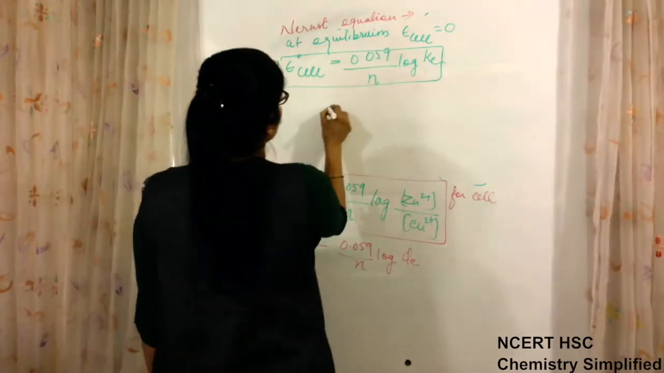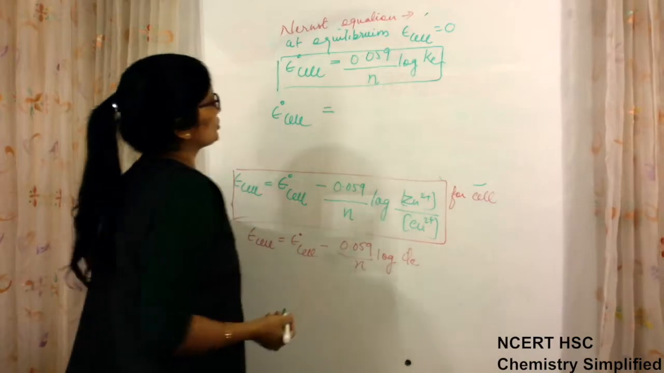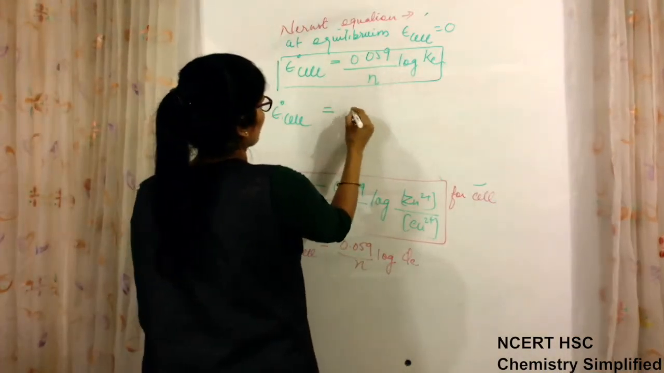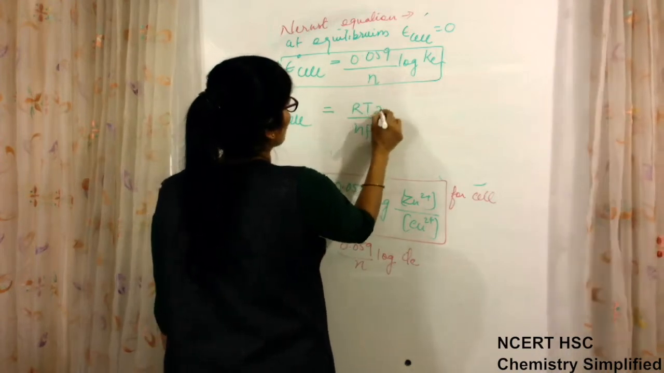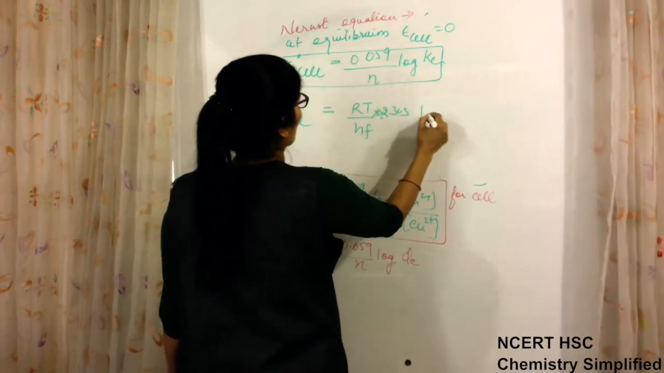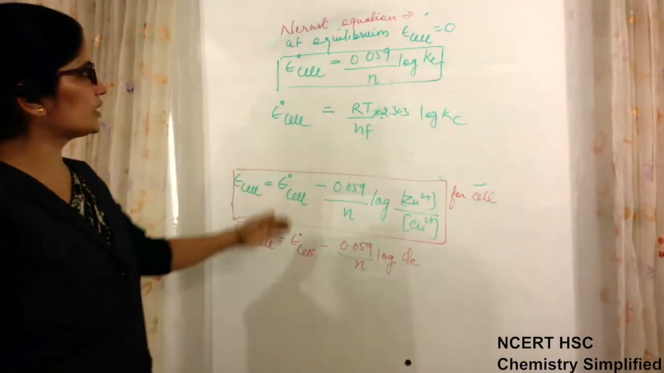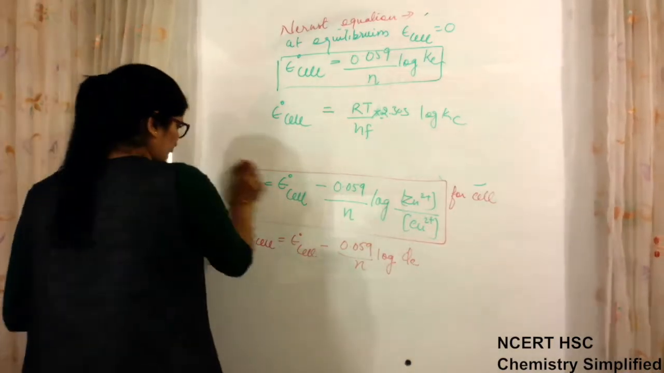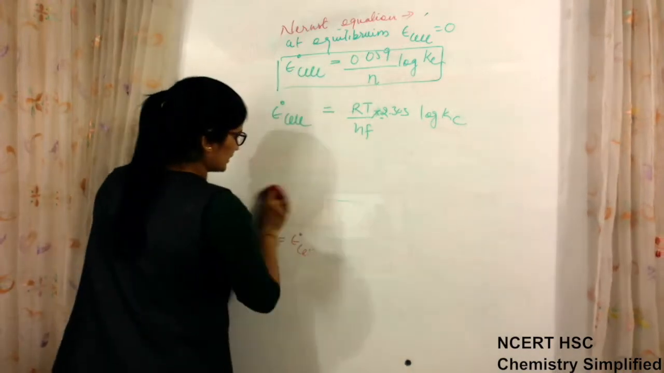Or we can also write it as E standard cell is equal to 0.059. What are the things involved here? RT upon nF into 2.303 log of Kc. Either we write it like this or we can write it directly like this. So for calculation we can use this equation also. When Kc is there, equilibrium is attained.